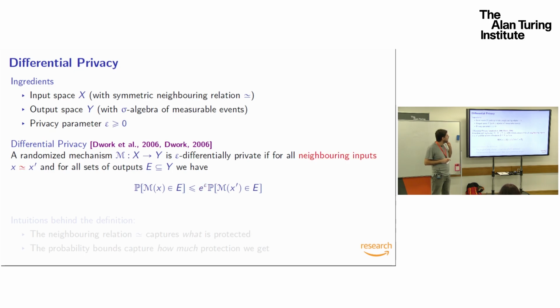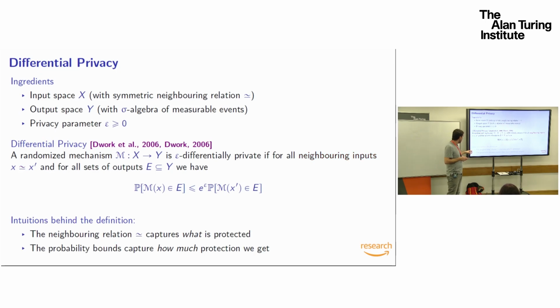There's the epsilon. And there's this neighboring relation. I said it's symmetric. And the intuition here is that to some extent, this neighboring relation captures what you're protecting, right? If I'm saying that two data sets are neighbors if I remove one individual and I get from one data set to the other, that means that I'm protecting individuals. And so this is what is protected, and this epsilon captures how much it is protected.